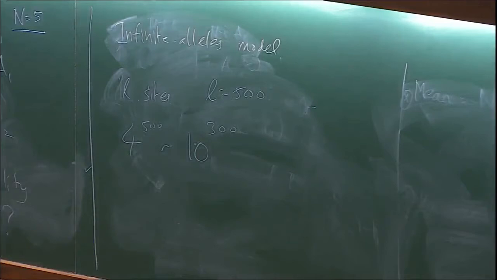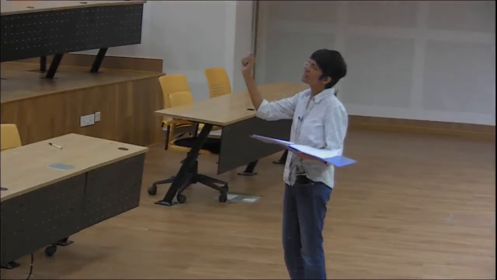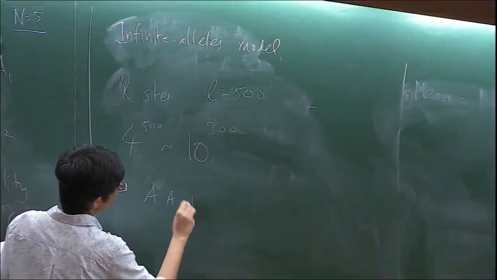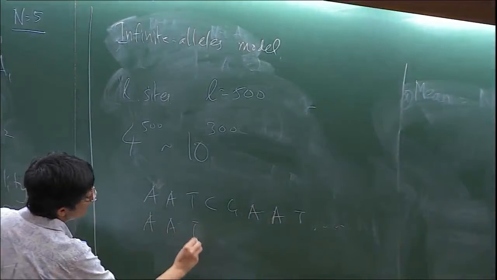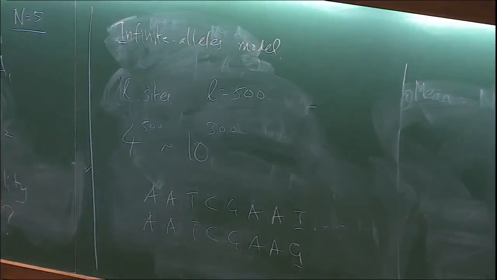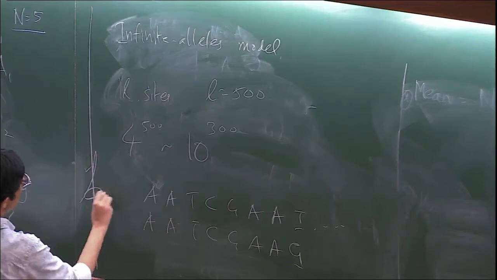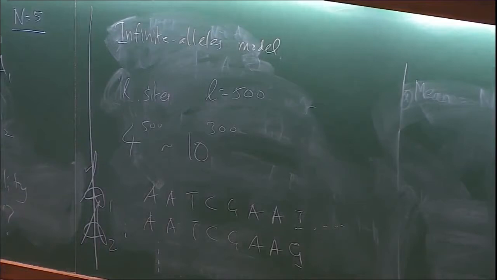So the infinite alleles model is the one which says that, okay, don't think of that whole chunk as one, just locus A1. Each sequence is an allele. So if I have a sequence like this, AA, that's one allele. This is another allele, and so on. There are 10 to the 300 for a 500 nucleotide sequence. So for practical purposes, they are basically infinite alleles. So this I'll call allele A1, this allele A2, and so on, instead of just saying A1 and A2, up to 10 to the power 300, and so on.